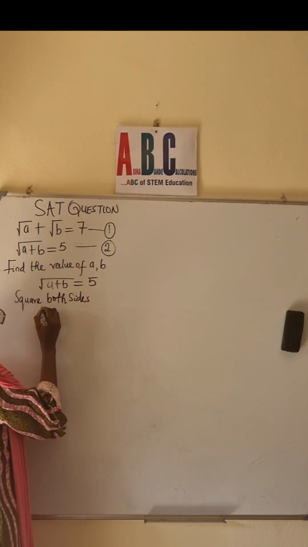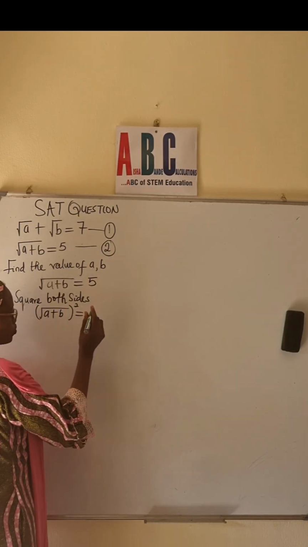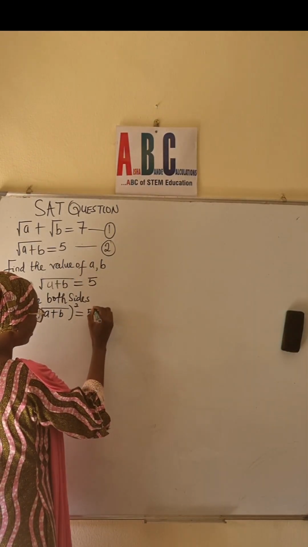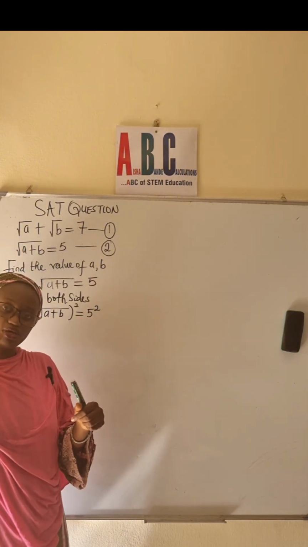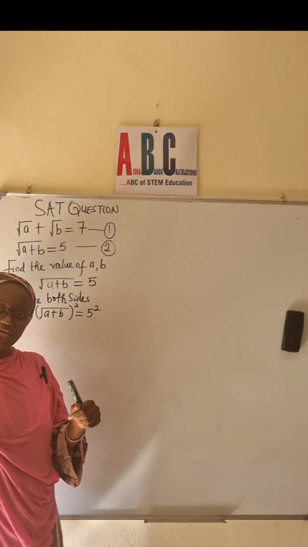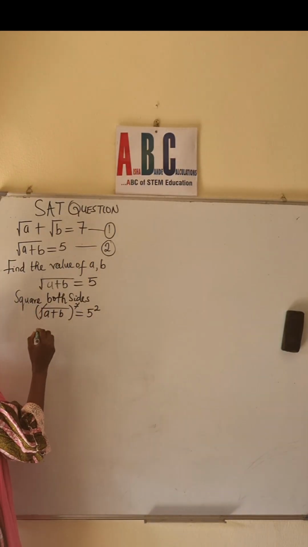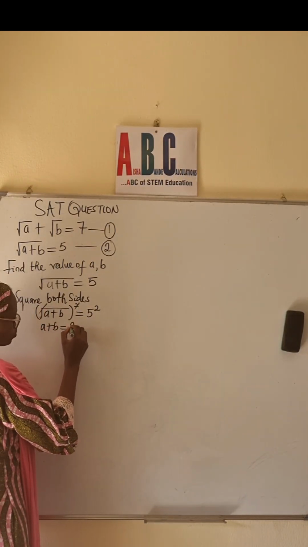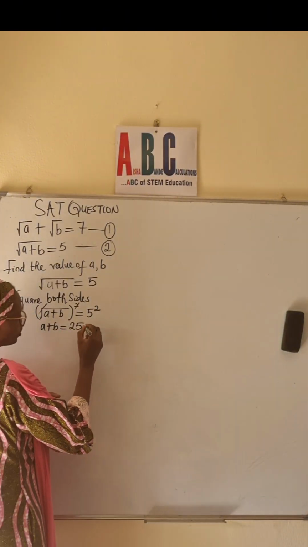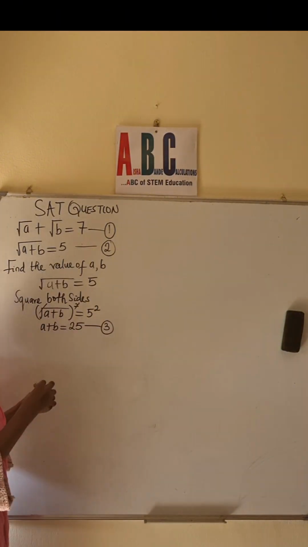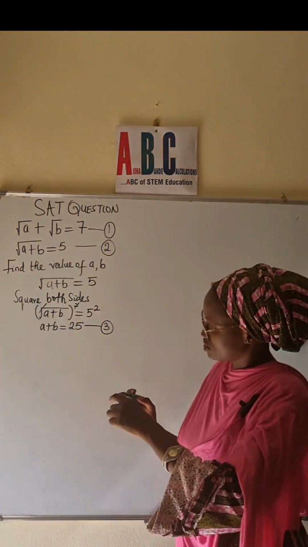Squaring both sides, we have the square root of A plus B all squared, equal to 5 to the power of 2. In mathematics, the power of 2 cancels out the square root symbol. We are left with A plus B is equal to 5 squared, which is 25, that is 5 times 5. This is a new equation, and we're going to call this equation 3. So at this point, we have 3 equations: equation 1, 2, and 3.